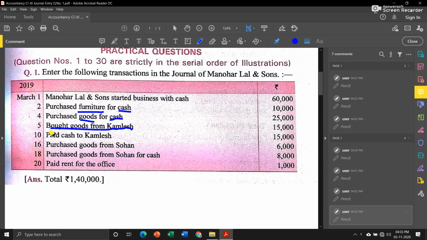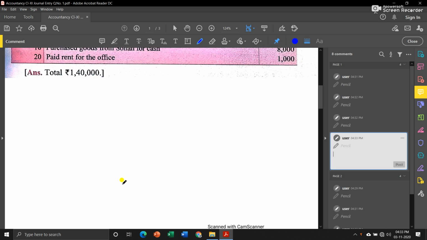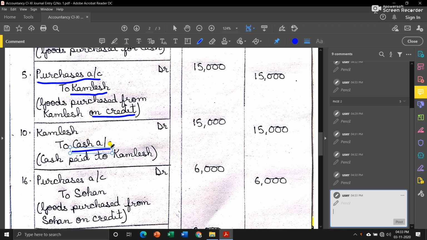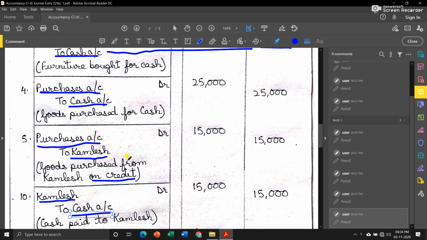Now let us see the next transaction, paid cash to Kamlesh. So in this transaction, the two types of accounts involved are cash account and Kamlesh account. Cash is going out from the business, that means cash account will be credited, and Kamlesh is receiving that cash, and his account is a personal account, so debit the receiver. And in narration I have written cash paid to Kamlesh.